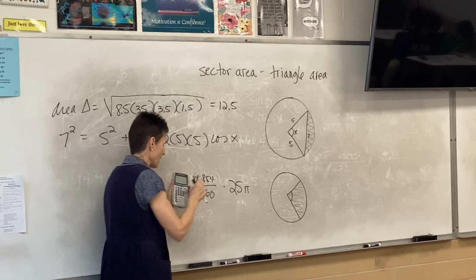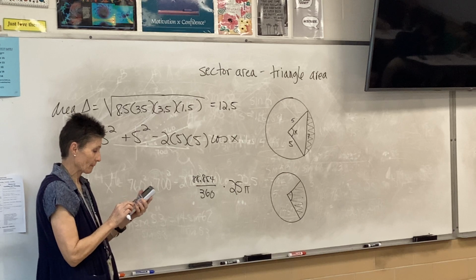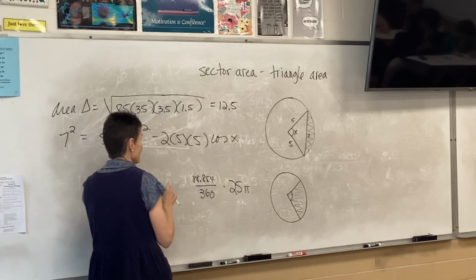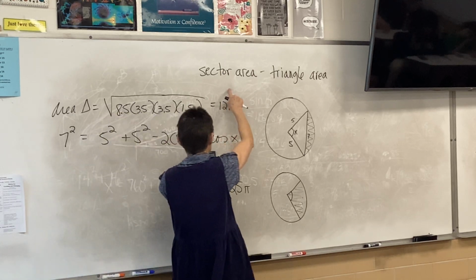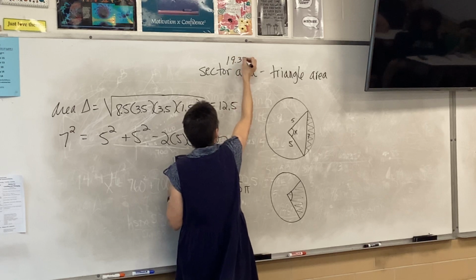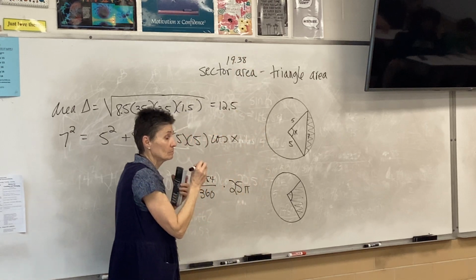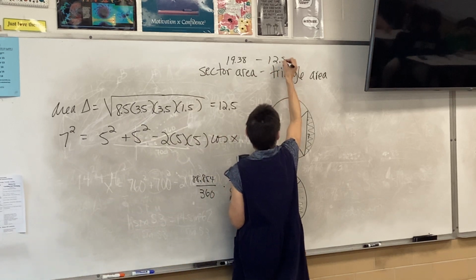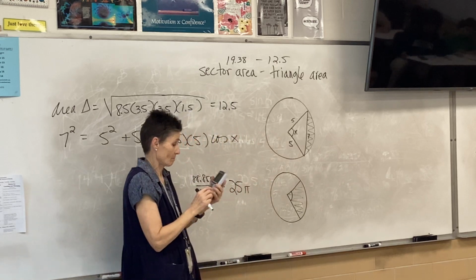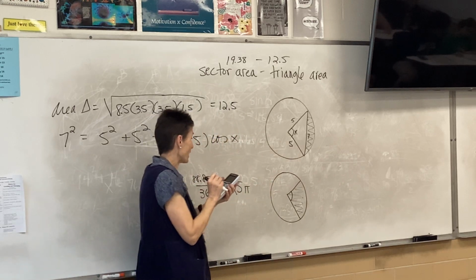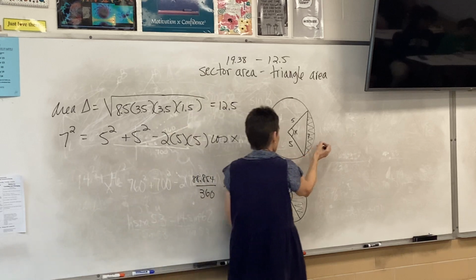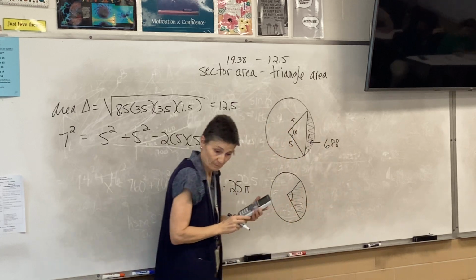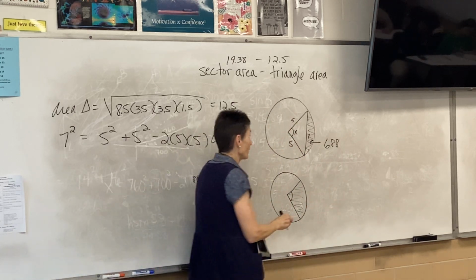And then multiply that by 25 pi. And I got the area of that sector to be 19.38. Did you? And we already figured out the area of the triangle was 12.5. So the area of our answer, our segment, this is called a segment of a circle, I got 6.88 square inches.